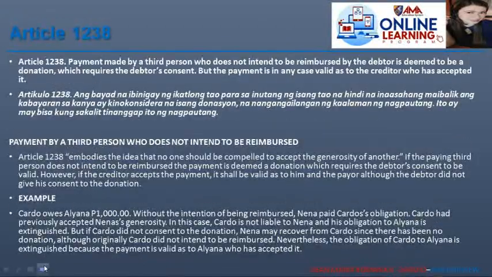Okay. Article 1238. Payment by third person who does not intend to be reimbursed by the debtor is deemed to be a donation, which requires a debtor's consent. But the payment is in any case valid as to creditor who has accepted it. So kung halimbawa may third person class na willing bayaran yung utang mo pero ayaw naman niyang magpa-reimburse sa'yo. So, iti-take natin yun class as donation. So, magiging valid yung payment kung inaccept ni creditor. So, may mga tao talagang walang hinihinging kapalit, no? Pero babayaran yung utang mo.